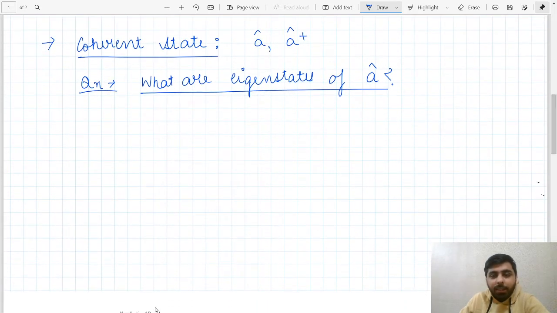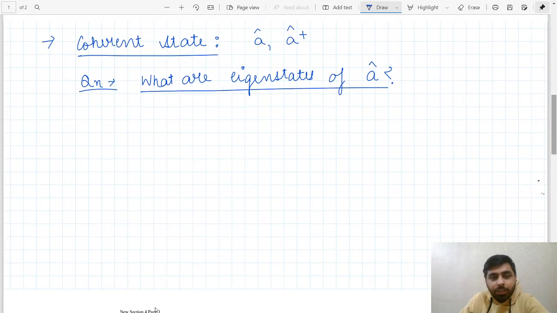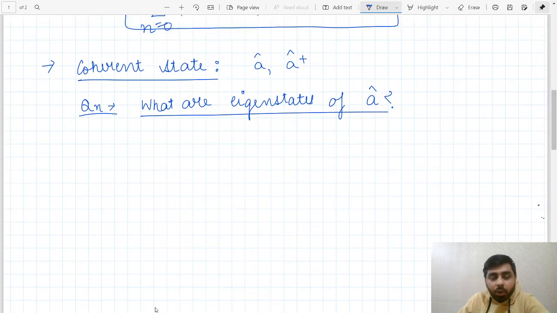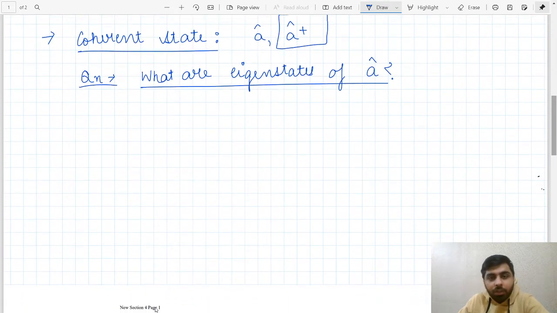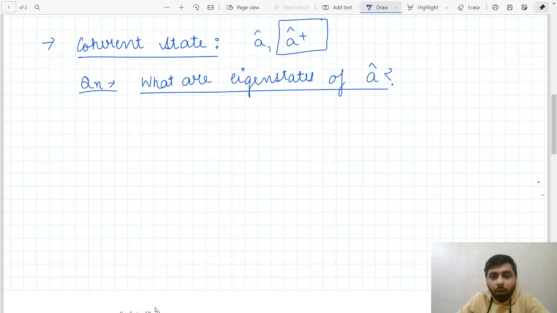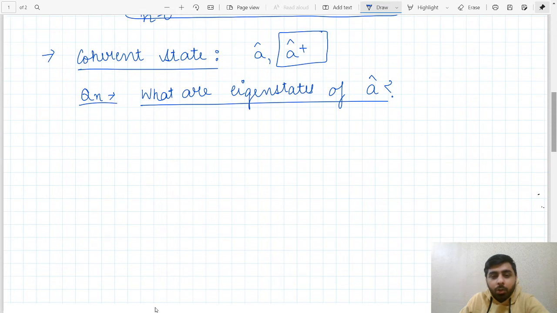And by the end, when I derive the eigenstates of A, it will be very obvious why they are the eigenstates and nothing else. Also, there is something interesting about the eigenstates of this operator, but the explanation for that we will leave for another day. For now, we are going to focus on the eigenstates of only A. Okay, so now let's do something.